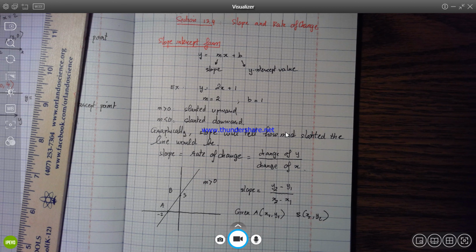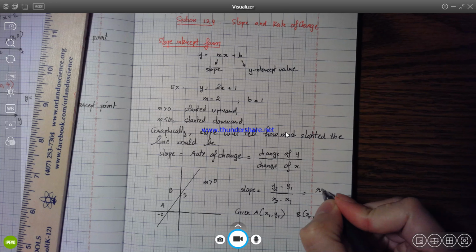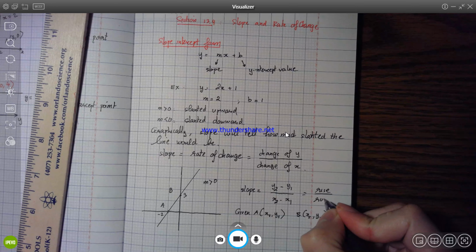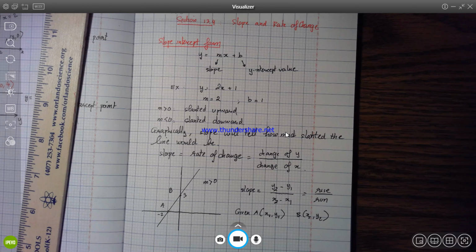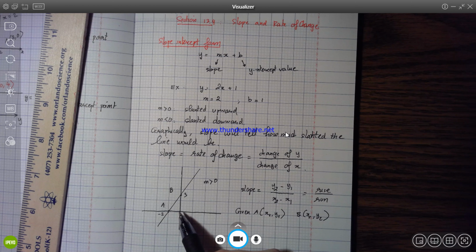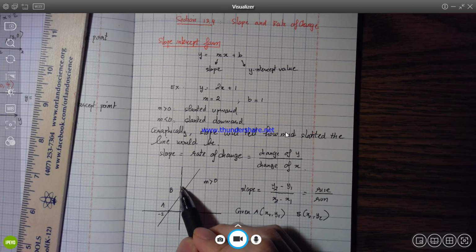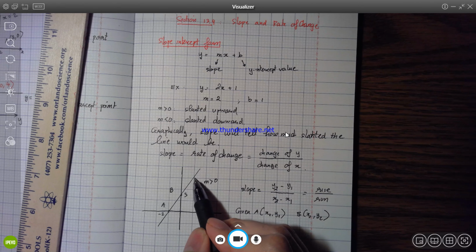Or we can read the slope another way. We can read the slope by the rise over run method. Rise over run, it means what? You see that it starts from here. You start from the y-intercept value. You go up how many units? You go up 1, 2, 3 units, and you go to the right 2 units.